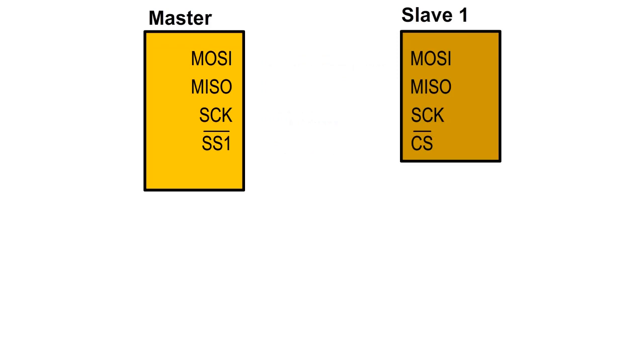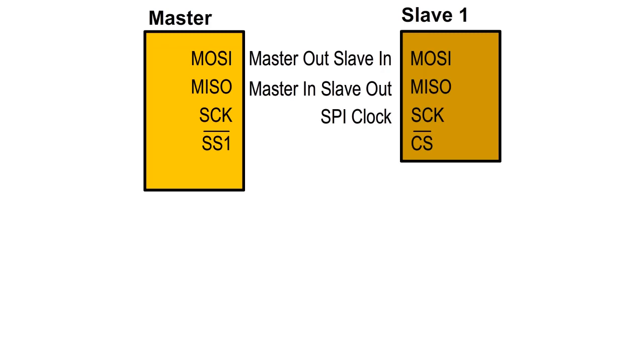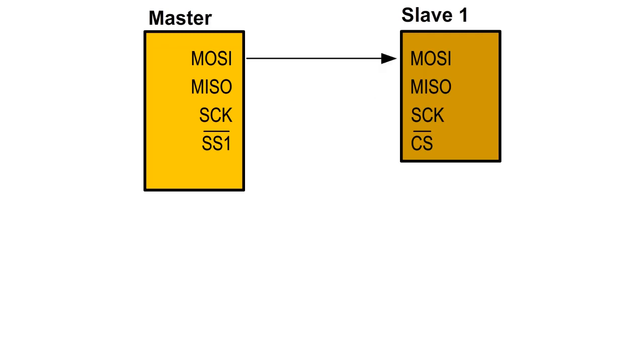The SPI slave device has the same associated I/O for interfacing with the master. The pin labeled CS stands for Chip Select. This is the connection. The arrows indicate the direction of signal flow.